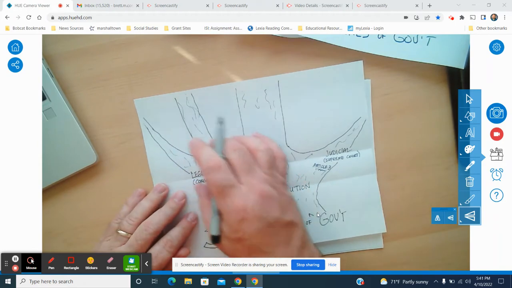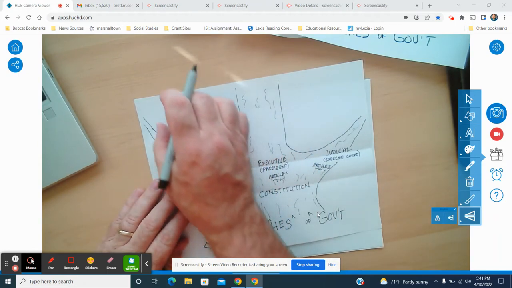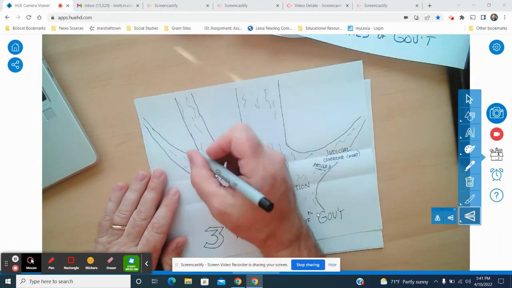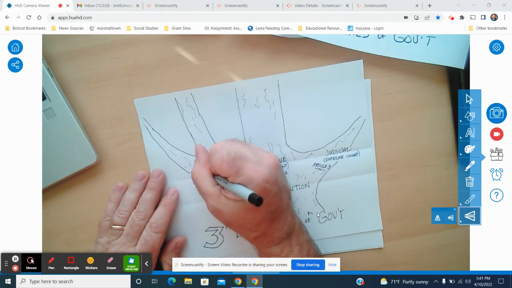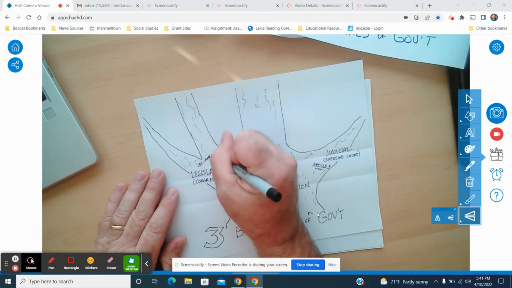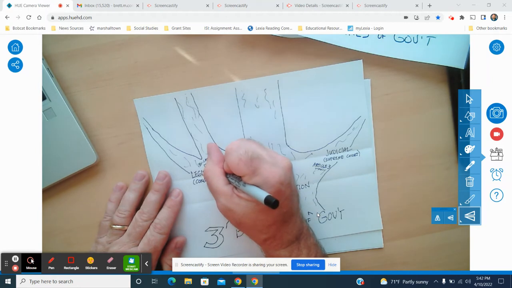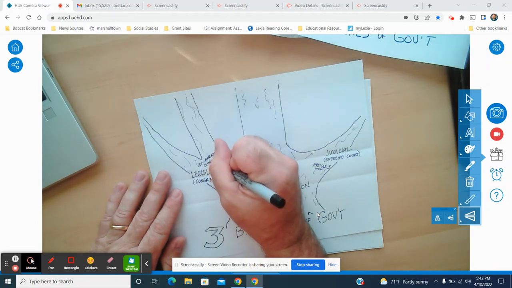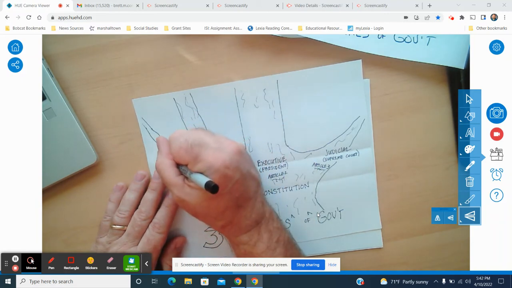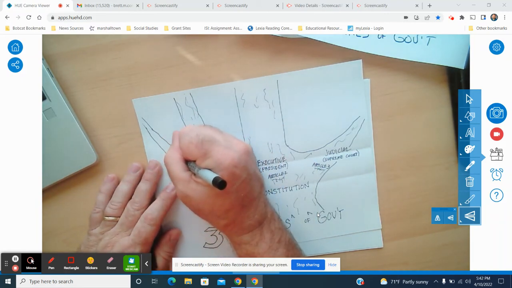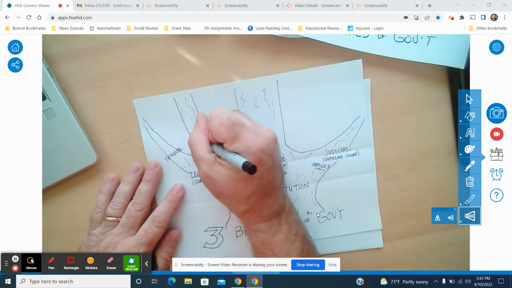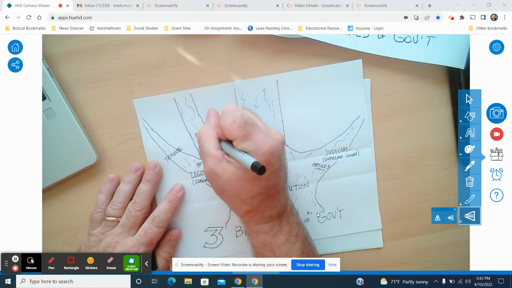So let's talk about Article 1. And I've got 2 limbs over here for Article 1 because we have something called a bicameral legislature. And I'm going to write that here. Bicameral. Bi means 2. And cameral means houses. So we've got 2 houses in our government. And one is called the Senate. And the other is referred to as the House of Representatives.